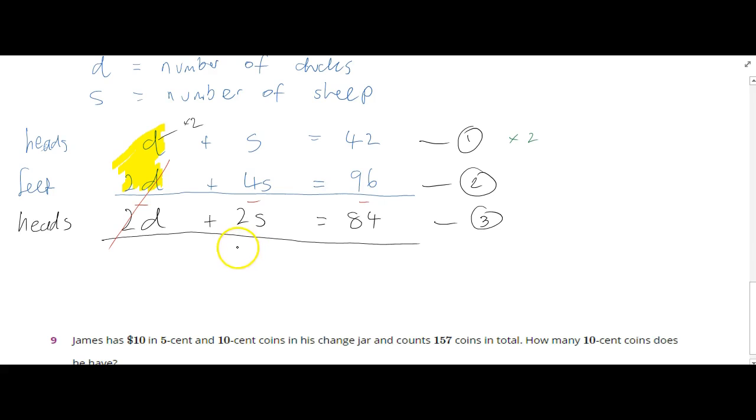So let's write that down. That's 2S equals 12. So what that tells us is that the number of sheep is equal to 6. If the number of sheep is equal to 6, we sub back into equation 1, and we get D plus 6 equals 42. Solving that, we minus 6 from both sides. D equals 36. So that's the number of ducks and sheep.